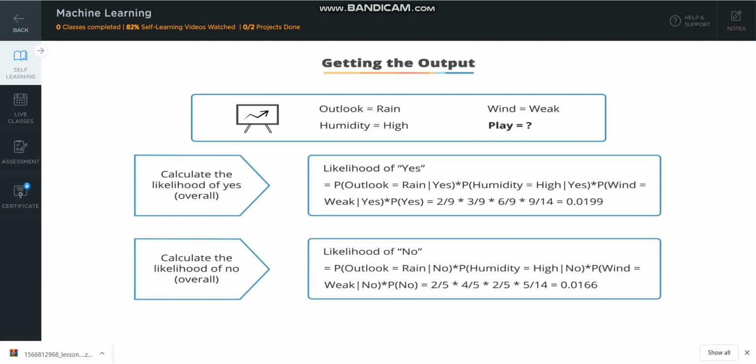Then calculating the likelihood of no overall. Likelihood of no equals P(outlook = rain | no) times P(humidity = high | no) times P(wind = weak | no) times P(no) equals 2/5 times 4/5 times 2/5 times 5/14 equals 0.0166.